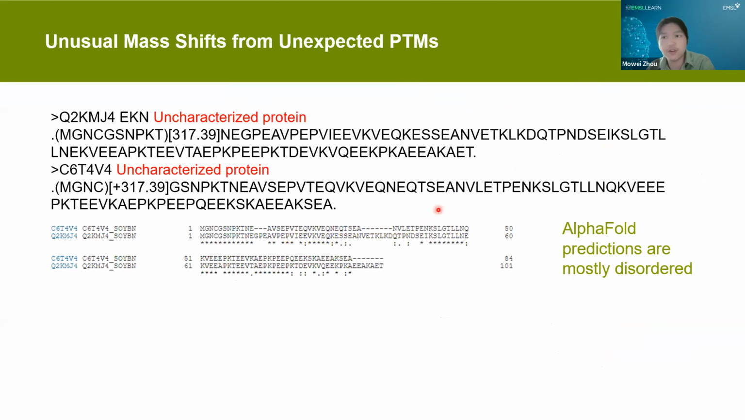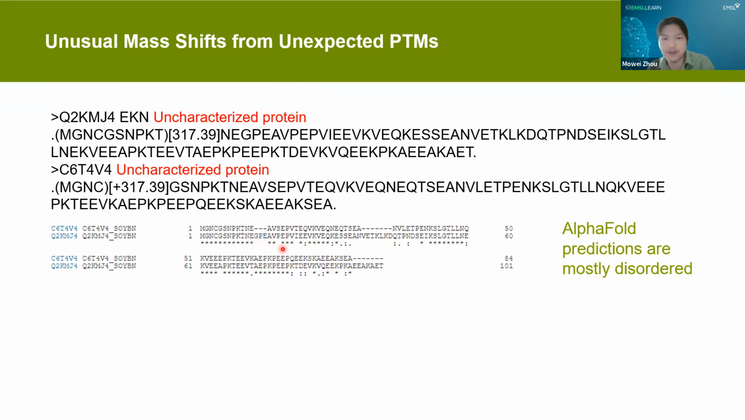So to give you more detail of how we look at the data, for this 317 Dalton mass shift identified by this top-down search, we saw this modification on 2 homologous proteins. The accession numbers are here, but when we look up the UniProt database, they're annotated as uncharacterized protein. And all the homologous proteins are also annotated as uncharacterized. So that's great. We really don't know what these proteins are. So there's not much information we can rely on to figure out what these PTMs may be.